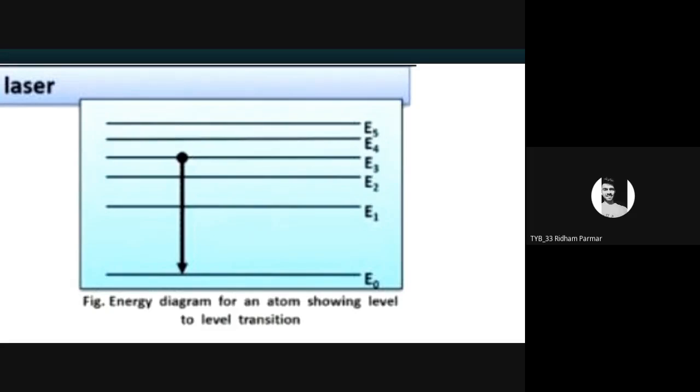I once again repeat, I am explaining about the stimulated emission of the photon. Whatever atom is there at state number E3, we can break down back to E0 by releasing a photon. And this photon will contact with another atom in that lasing medium.